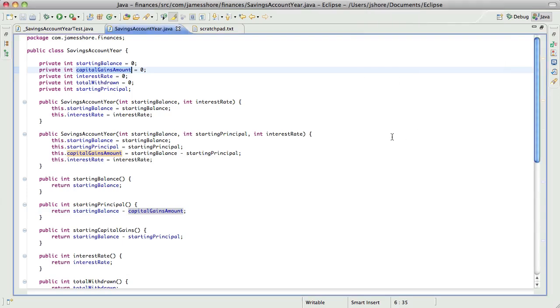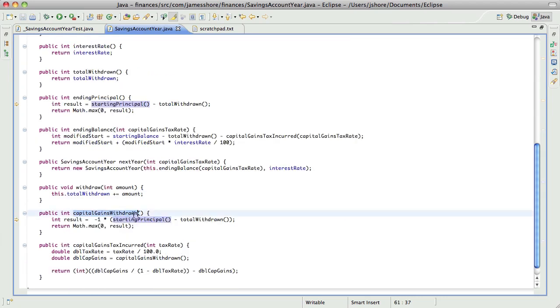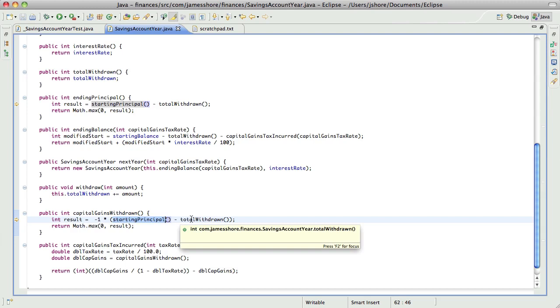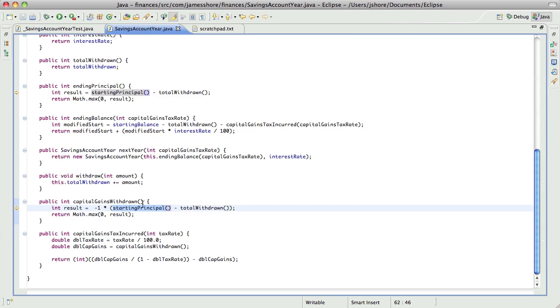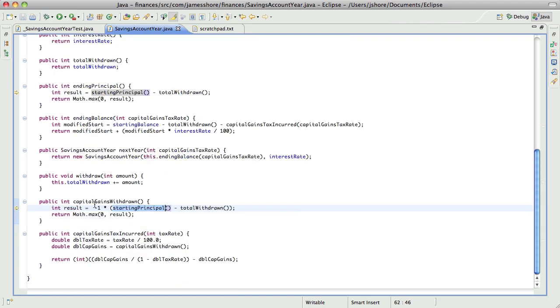That's interesting. We're only using capital gains amount there. So how are we figuring the capital gains? Capital gains withdrawn is starting principal minus total withdrawn. So the starting capital gains is not something anybody's interested in, as far as I can tell. Yeah, capital gains withdrawn is simply starting principal minus total withdrawn. But if we did use starting capital gains, no, it's based on the principal though.